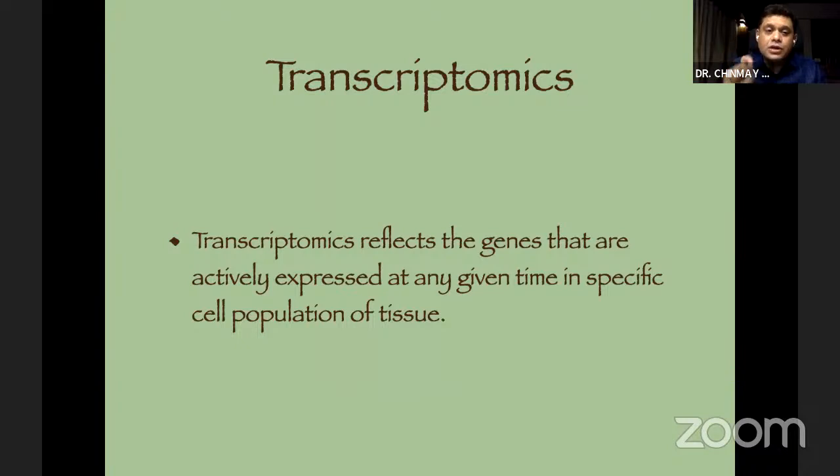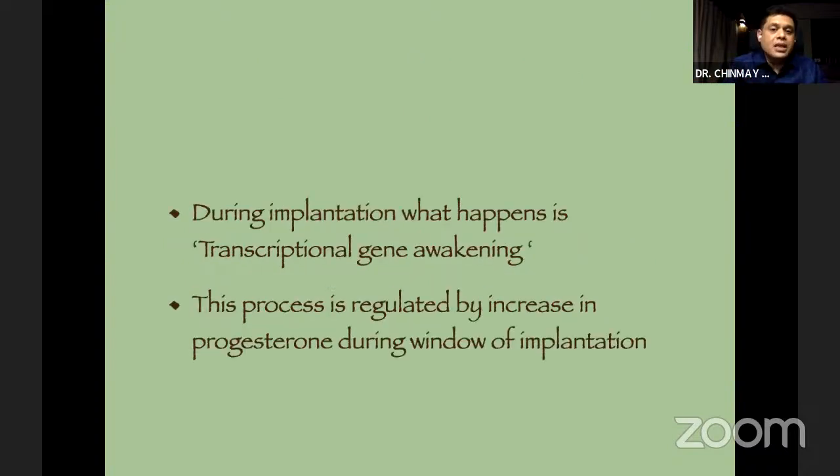And this is the key word: transcriptomics reflects the genes that are actively expressed at any given time in a specific cell population of the tissue. Now, during implantation, what happens is a transcriptional gene awakening. It means those genes temporarily get awakened, they perform their task, and they go back to sleep. If during that time they get an embryo, fine, that is when they perform. The process is regulated by the increase in serum progesterone, the window of implantation.